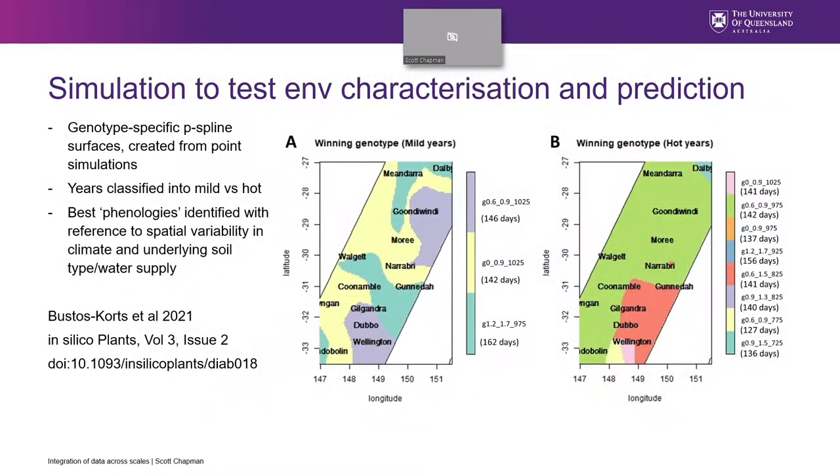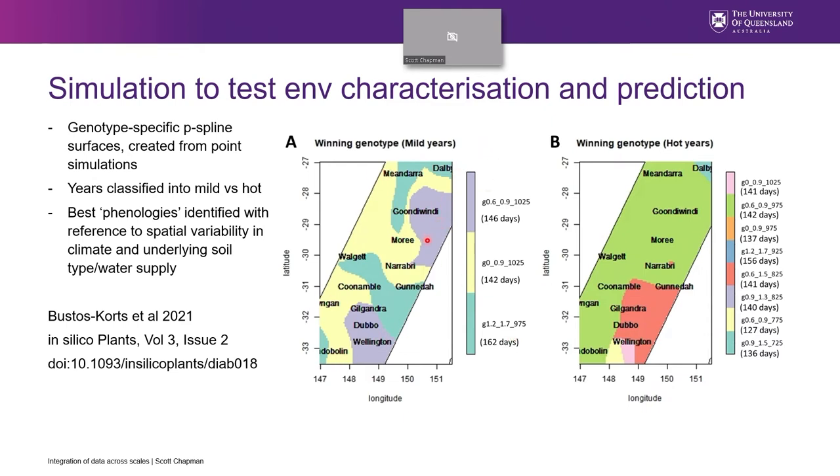The last point, and this is sort of where we'd love to get to, is using simulation to test environment characterization prediction. And this is some nice work of Daniela Bustos-Kortz that was done in silico plants. In this kind of work, we took a series of locations. This is about 600 kilometers by 200 kilometers. And we ran a completely synthetic experiment, similar to the types of things that Francois discussed. We did that over multiple years, and we looked at the winning genotypes in the mild years and the hot years. So Daniela did some classification of the different types. And then we looked at different phenologies that would fit and adapt across those spaces.